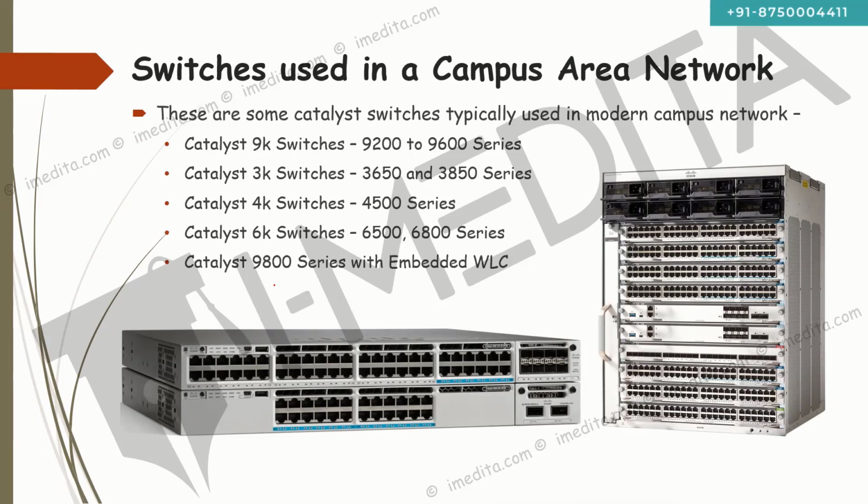These are the switches that we typically see in a modern day campus area network. We see switches like 9200, 93, 94, 95, 96. When it comes to Catalyst 3000 series switches, we have 3650, 3850. Actually, these switches can be managed via DNA Center, so they are still there. But the rest of the switches such as 3750, 29, 26 are no longer there. Catalyst 4500 series switch platform, 65, 68, Catalyst 9800 series with the embedded WLC. These are some switch platforms that you will notice in a modern campus area network.